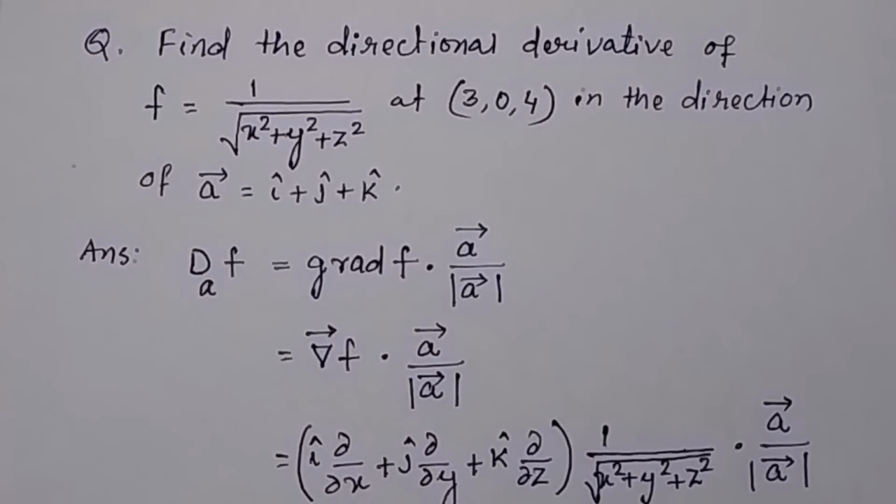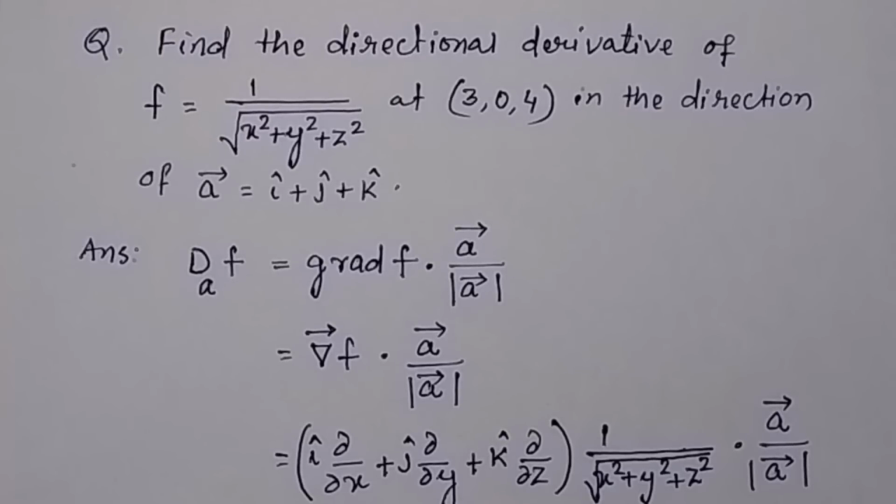Find the directional derivative of the scalar function f, which is equal to 1 divided by the square root of x square plus y square plus z square, at the point (3, 0, 4) in the direction of the vector a equal to i cap plus j cap plus k cap.